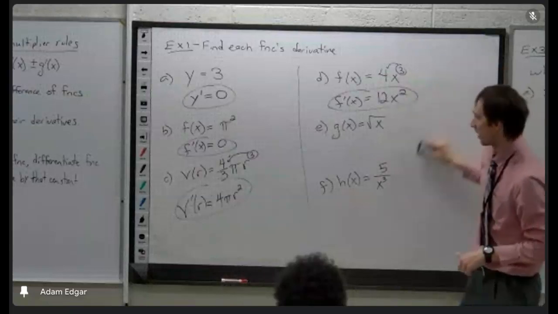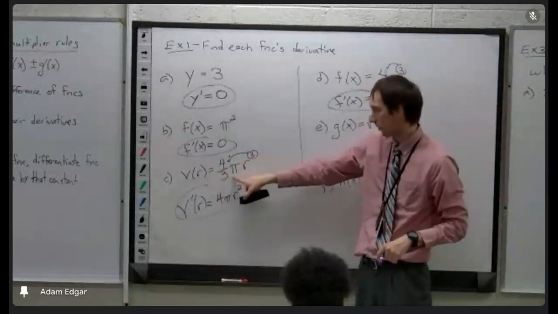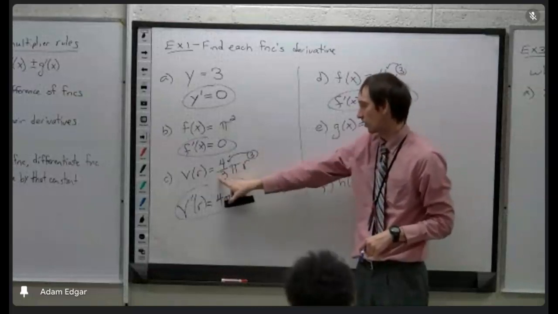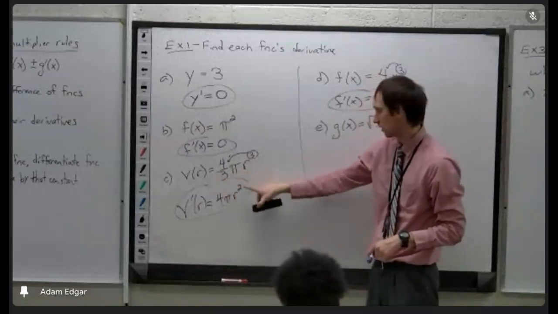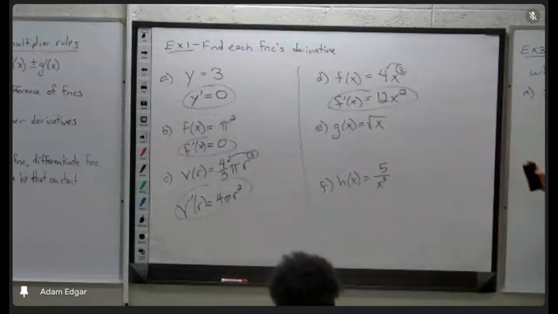Same thing happened over here. The exponent, 3, multiplied the coefficient, 4/3 pi. 3 times 4/3 pi is 4 pi. There's your new coefficient. Reduce the exponent by 1. You don't need to break out parentheses here. Not yet.